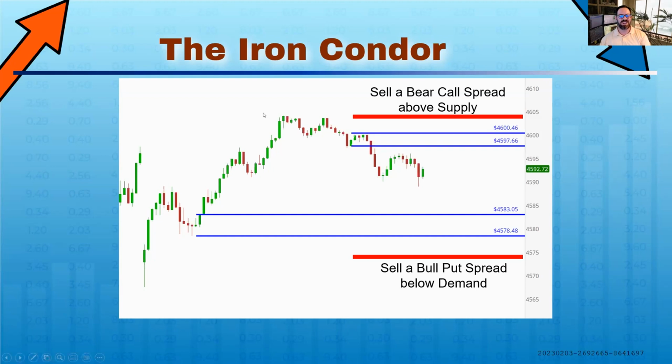Anyway, iron condor, you're doing the bull put spread below a support or demand zone and selling a bear call spread above resistance or supply.